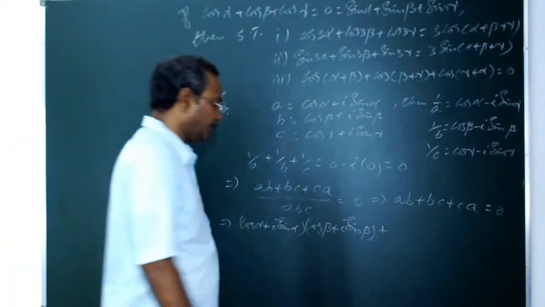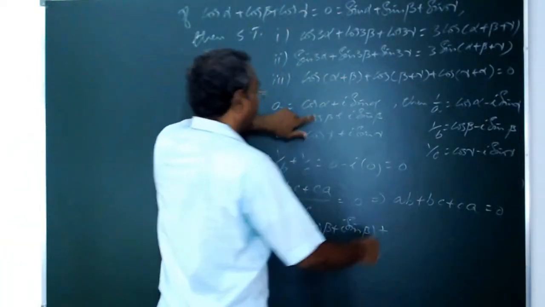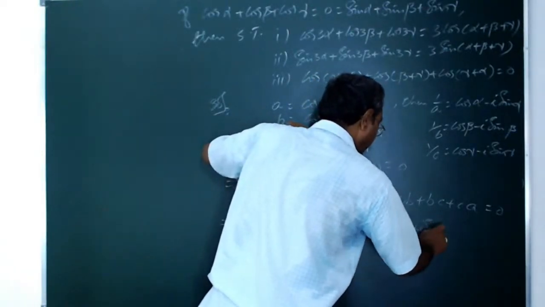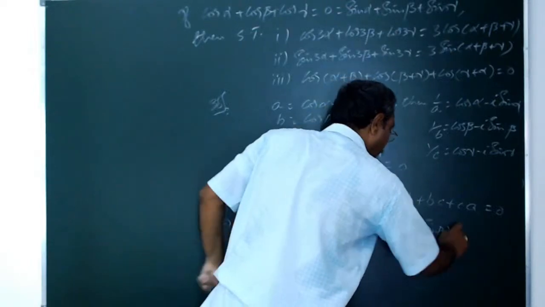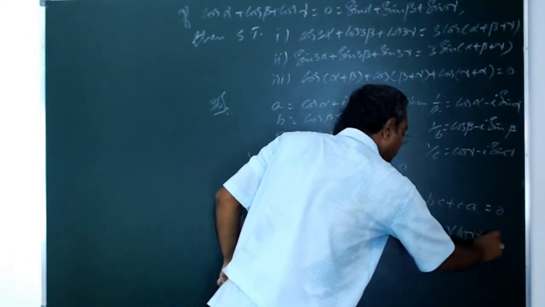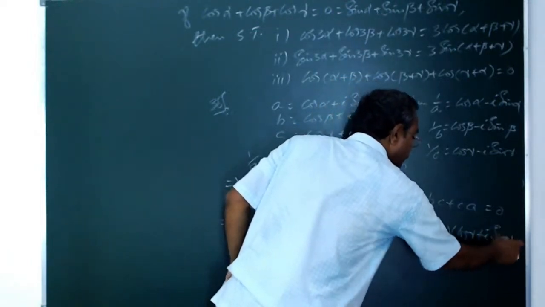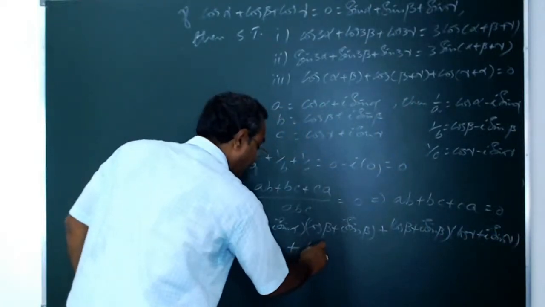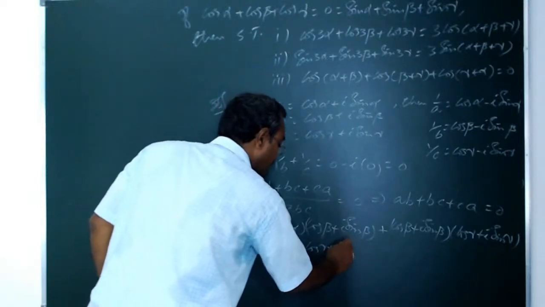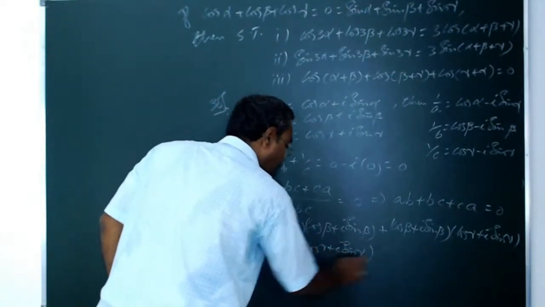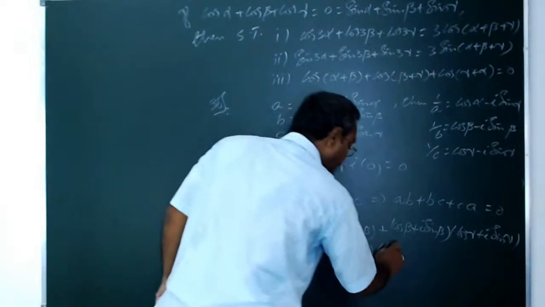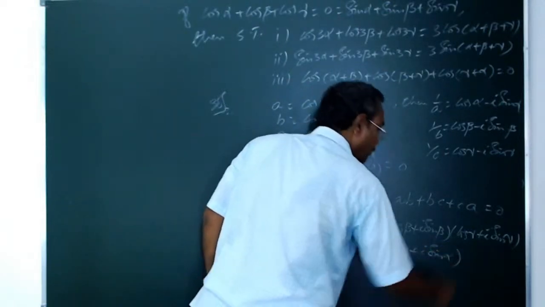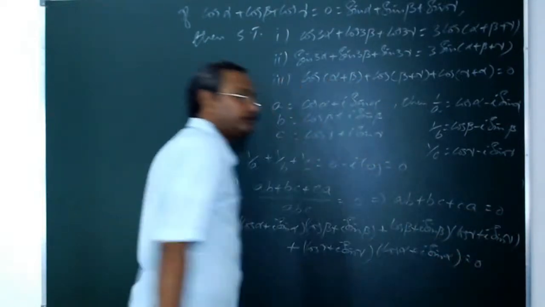What is BC? Cos beta plus i sin beta into cos gamma plus i sin gamma, plus the third one is CA, that is cos gamma plus i sin gamma into cos alpha plus i sin alpha, should be equal to 0.